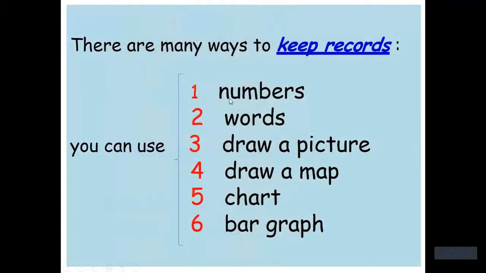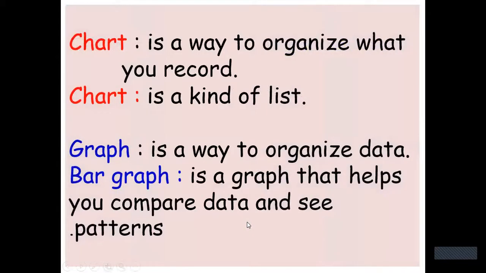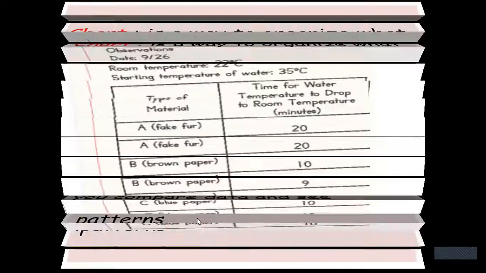Now, there are many ways to keep records. You can use numbers, words, draw a picture, draw a map, a chart, or a graph. I will show you an example now. A chart is a way to organize what you record. So a chart is a kind of list. Now I will show you a chart. A graph is a way to organize data. A bar graph is a graph that helps you compare data and see patterns.